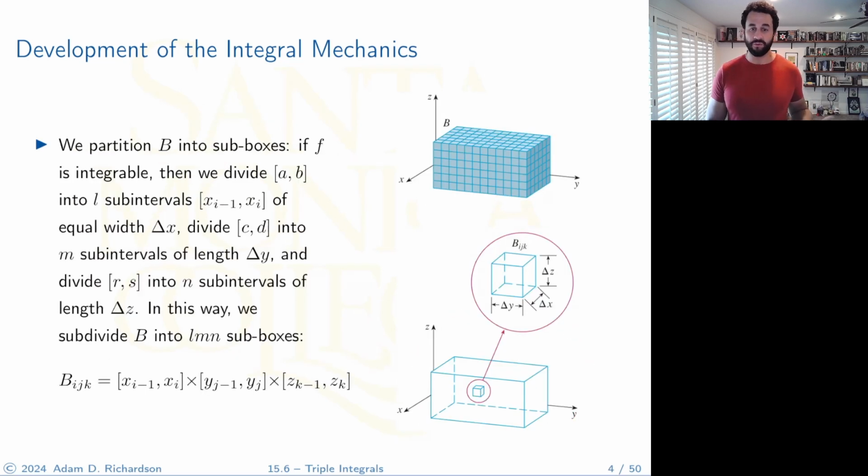Okay, we're going to do the same thing we did before. We're going to partition this rectangle B into sub boxes. And remember that if f is integrable, so if everything works out nicely enough, then we can divide those intervals into subintervals that have the same length respectively. So we could divide AB into intervals x sub i minus 1 comma x sub i of equal width, and then do the same thing for each one of those intervals. You can divide those intervals up. And they will each have length delta x, delta y, and delta z, respectively.